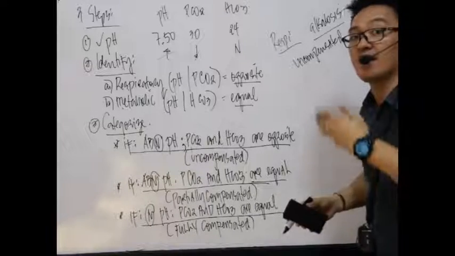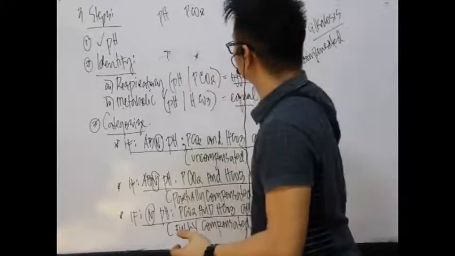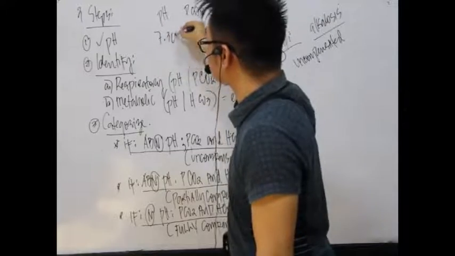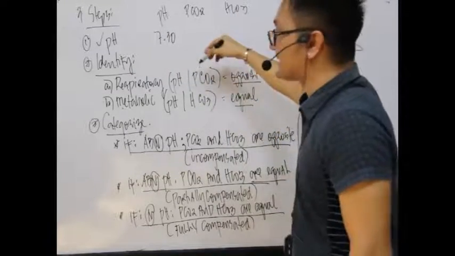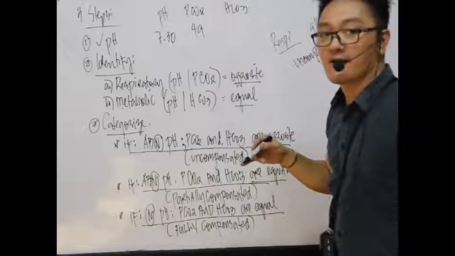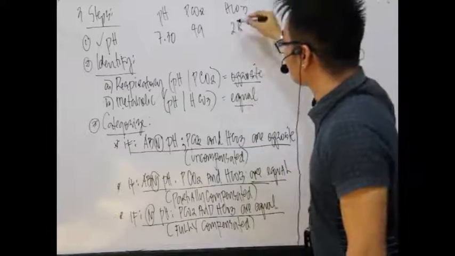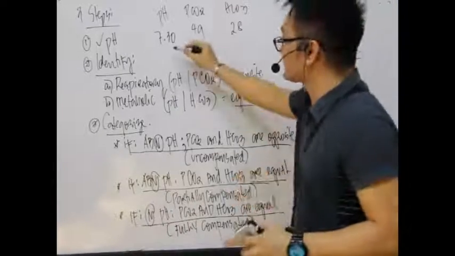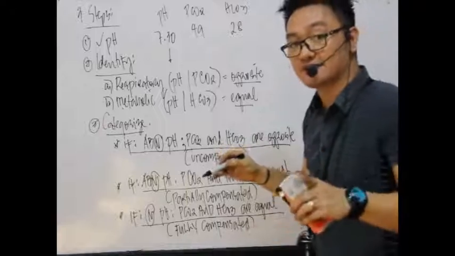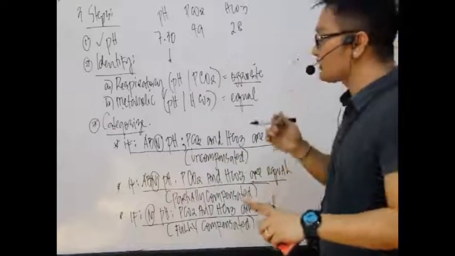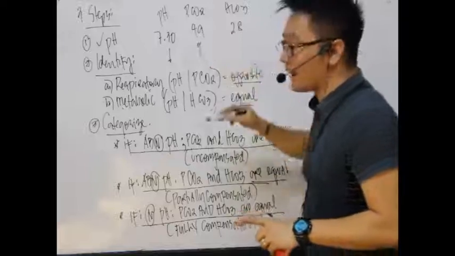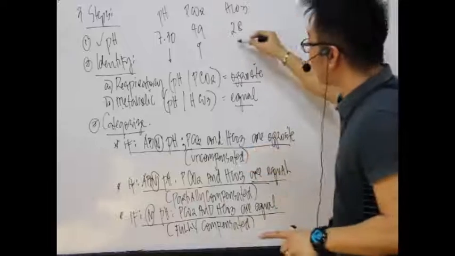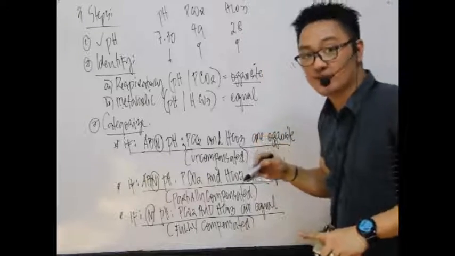Now, let's have another problem. Let's say the pH is 7.30. The PCO2, let's say it's 49. The bicarbonate, let's say it is 28. Let's identify. A pH of 7.30 is low because the normal is 7.35 to 7.45. The PCO2 is 49, it is high. Why? The normal is 35 to 45. Bicarbonate is 28, it is high. Remember the normal is 22 to 26.